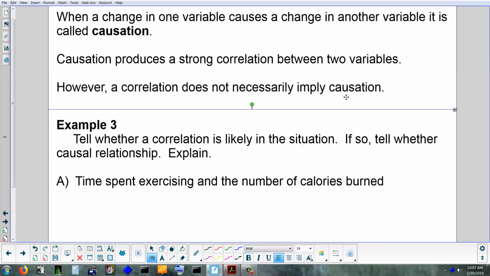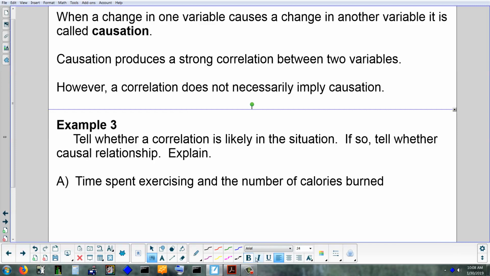All right. So now, we talked about interpolation. We talked about extrapolation. We're also going to talk about causation today. So that means that causation produces a strong correlation between two variables. Like when we talked about Old Faithful. The time, the X and the Y, right? The time between eruptions and then how long the eruption lasts.